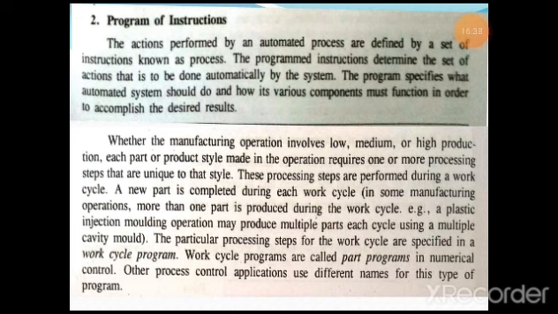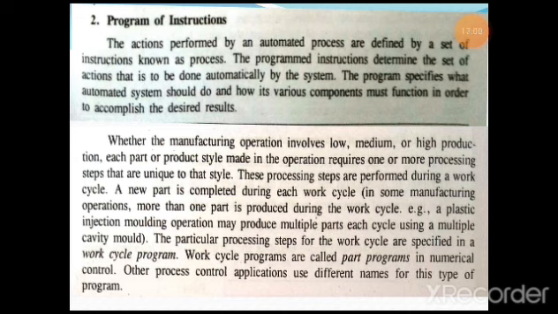The programmed instructions determine the set of actions that is to be done automatically by the system. This is very, very important. So as per the programming instructions, what is written, according to that only the process will be taking place. The program specifies what the automated system should do and how its various components must function in order to accomplish the desired results.